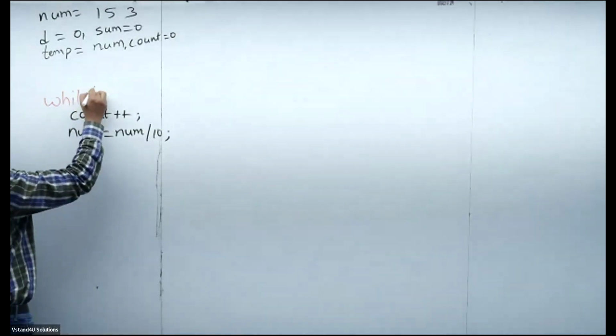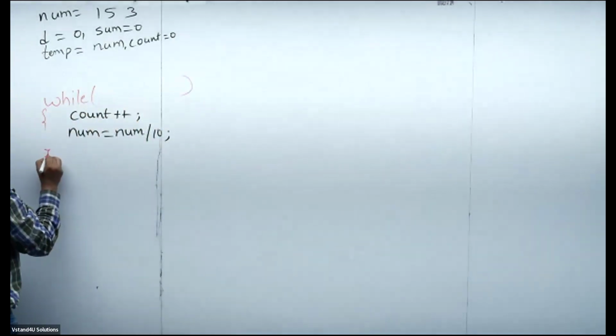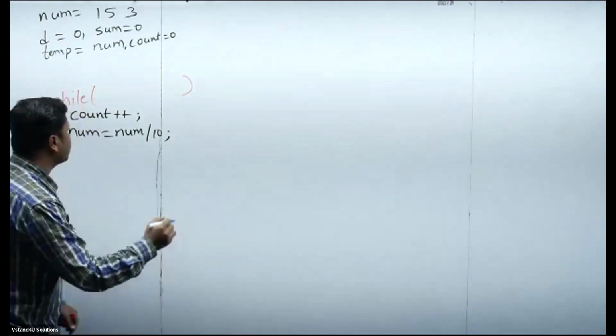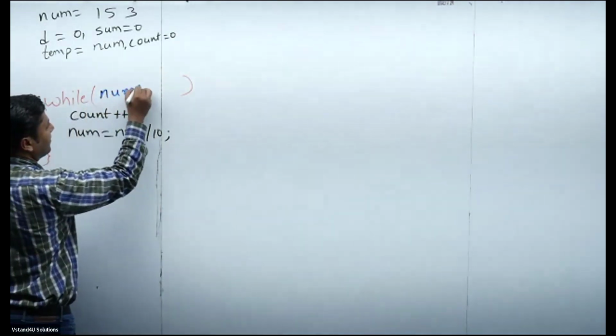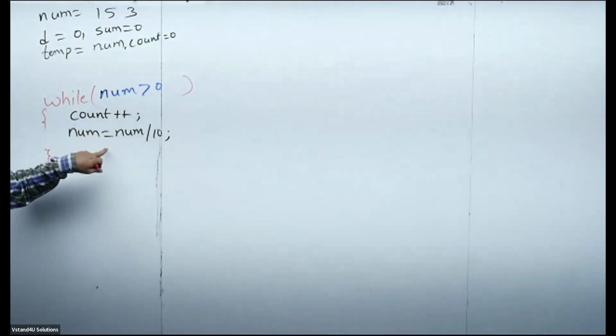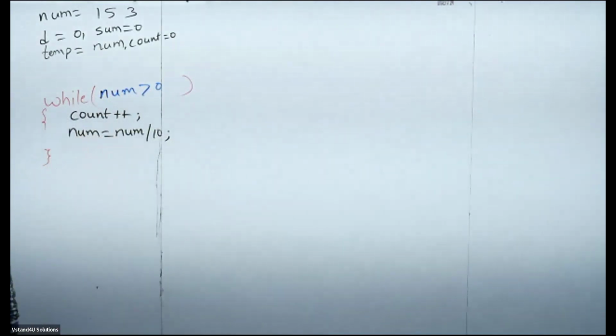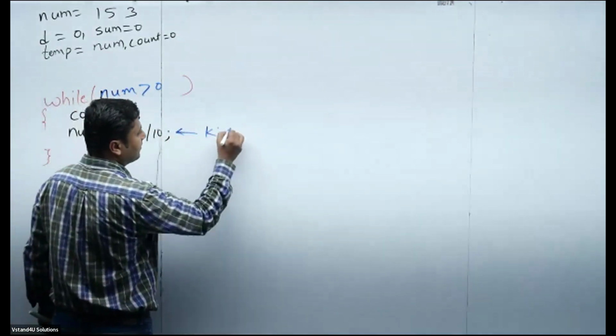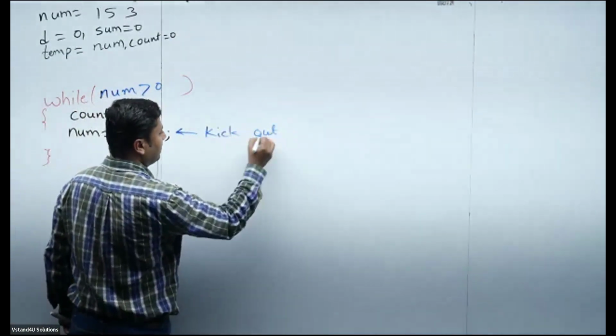Long as the number is greater than 0. Keep incrementing the count. Keep reducing the digits. This is the logic for taking out the last digit.